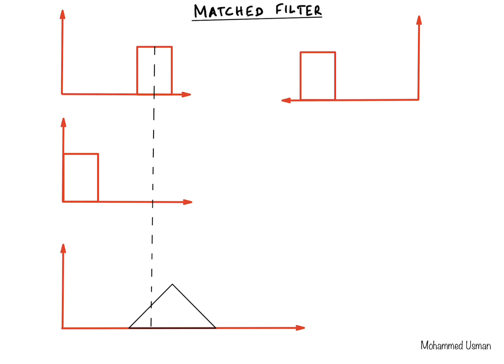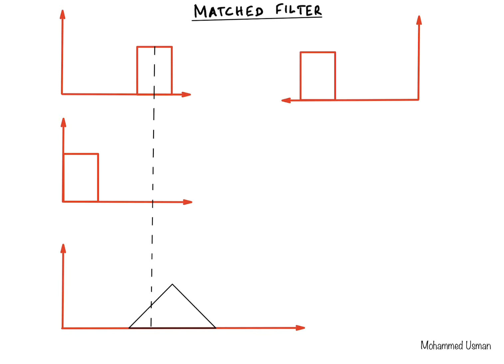The reason for doing that is we want to maximize the signal to noise ratio at the receiver input. The matched filter is one way of doing it, and today we will discuss the concept of the matched filter and what the impulse response of the matched filter looks like, and then we will show that the signal to noise ratio of the matched filter is maximized. We will discuss all these things in this video.